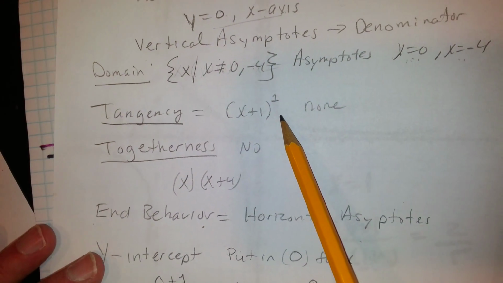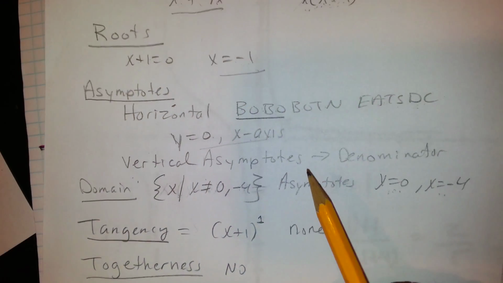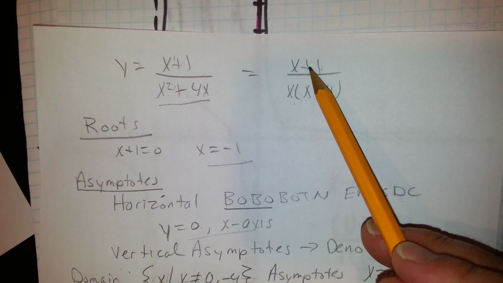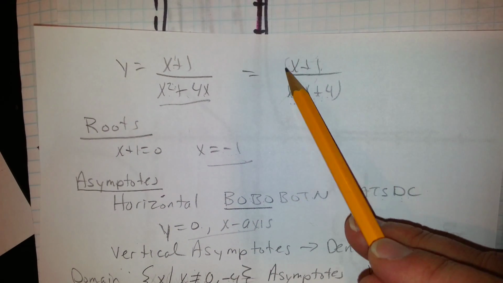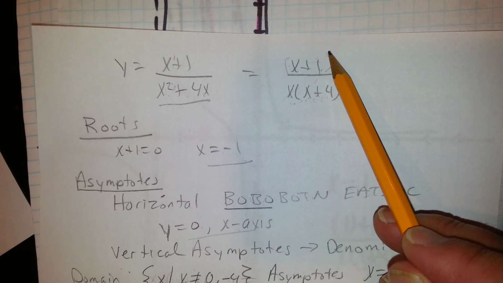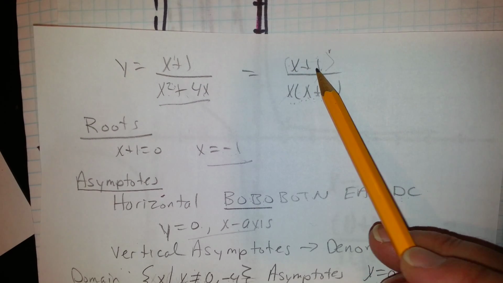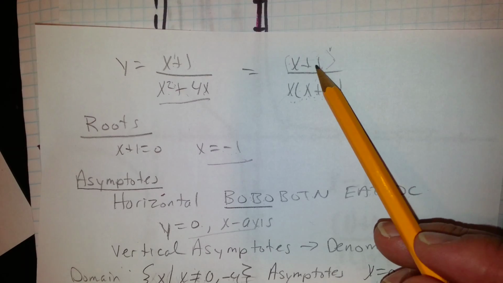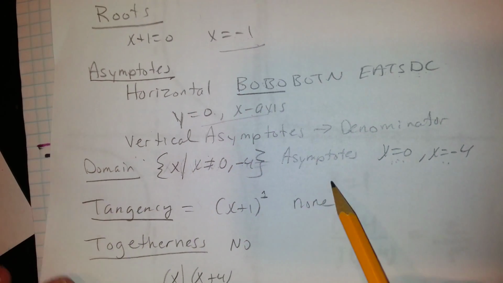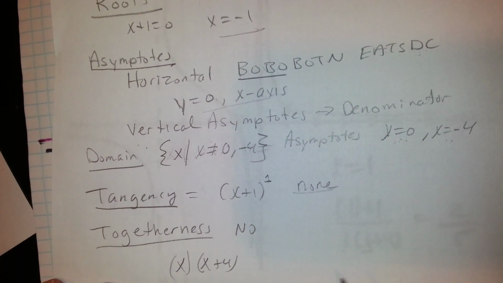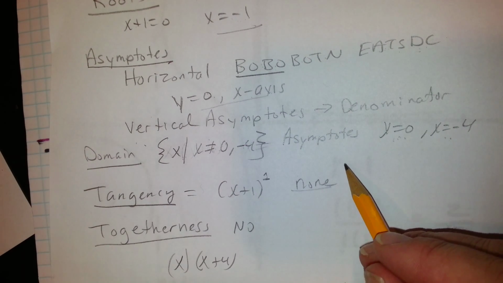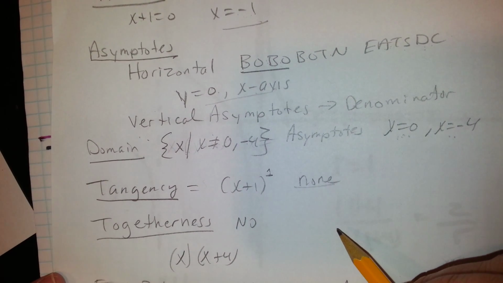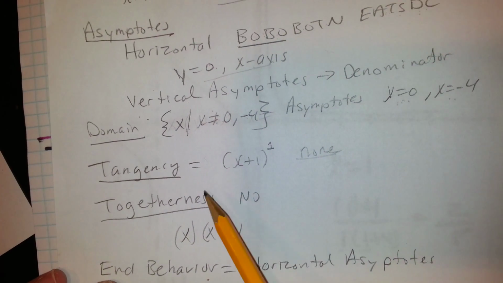Tangency. Notice my x-intercept comes from x plus 1, and it only happens one time. It's only a factor of multiplicity one. It's not squared. So at that x-intercept, we're not going to bounce. There's no tangency, no bounce. We're going to go through the x-axis at that point.